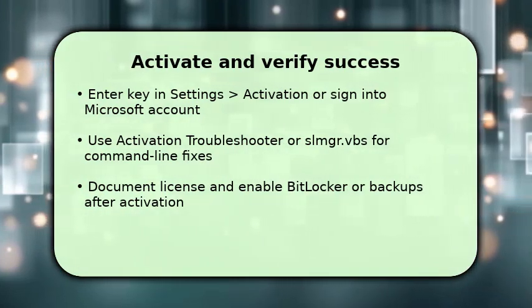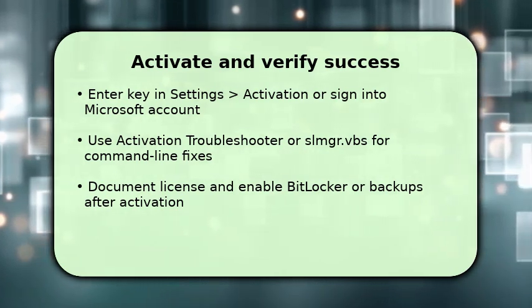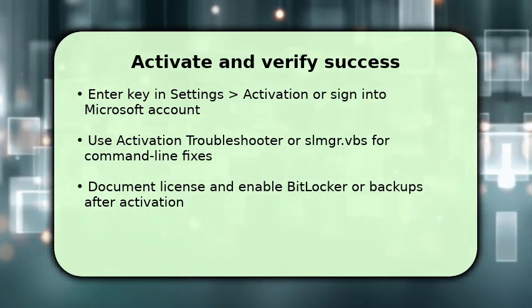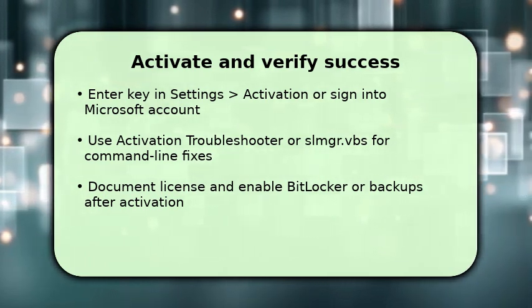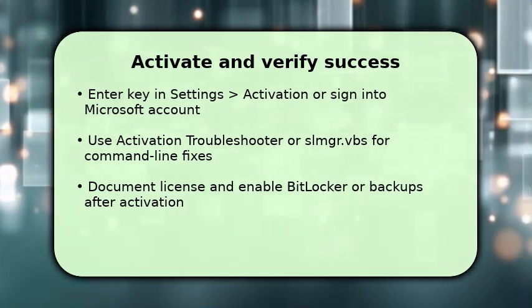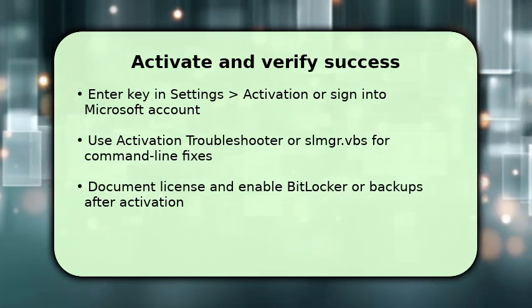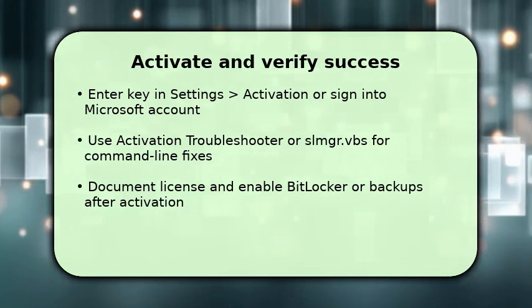Enter the 25-character key in Settings Activation or sign into the Microsoft account with the digital license. Once activated, Windows shows Windows is activated with a digital license. If activation fails, run the activation troubleshooter, make sure date/time and network are correct, or use SLMGR.VBS commands as instructed for rearm or reactivation.